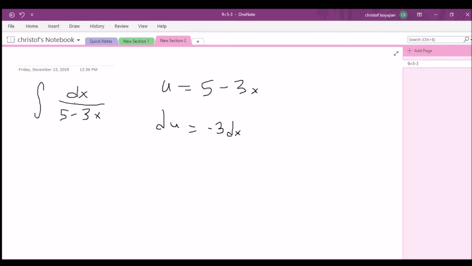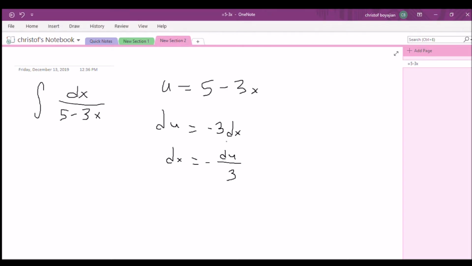Okay, well, how do we substitute in our dx? Well, we need to have something where we can isolate dx, and then we can replace that with du. So let's go ahead and divide both sides by negative 3. I'm just going to flip the sides over, so I'm going to flip dx and du. So dx is going to be du divided by 3, and this is going to be negative, right? We're dividing by negative 3.